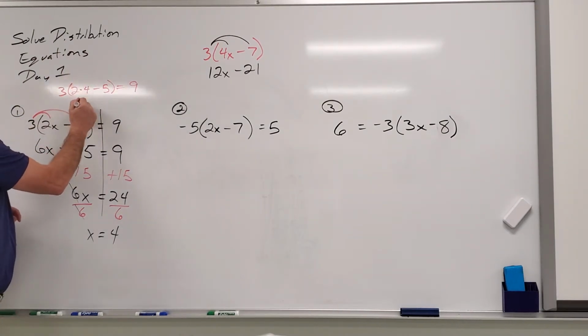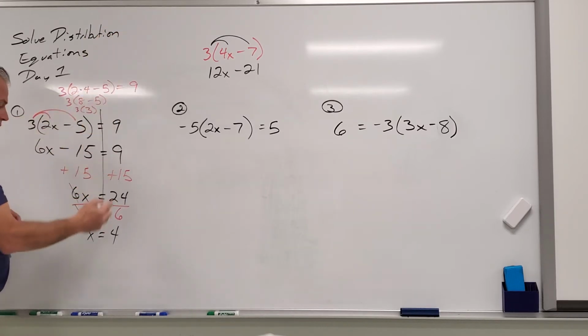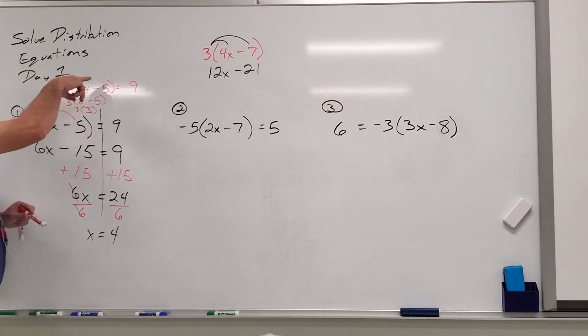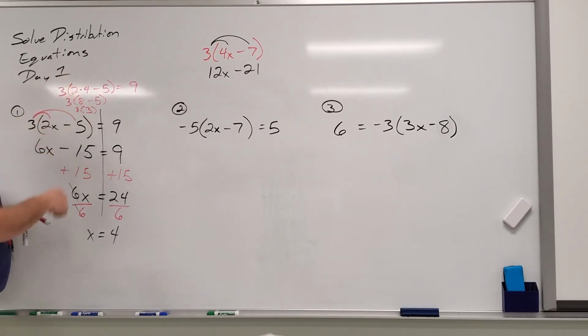2 times 4 is 8. 8 minus 5 is 3. Is 3 times 3 9? Sure is. I know I have the correct answer. So your checks, you don't distribute when you're doing a check. Just do your order of operations.